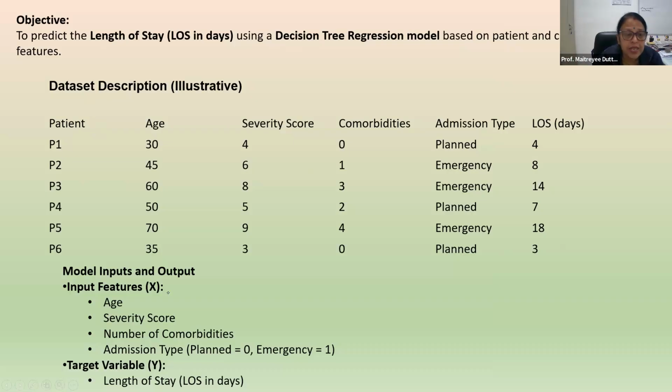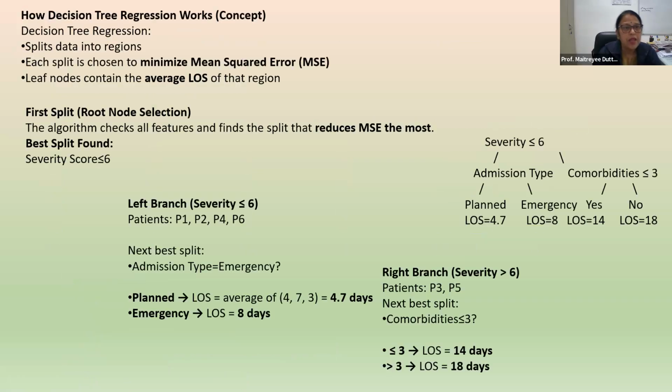Now, these are your model inputs and model outputs. Model inputs, as I have told, are age, severity, comorbidities, admission type, right? These are my input features, and the output feature is your LOS. That means I have to calculate the final length of stay. So let us start from the first. The first concept is that in decision tree regression, you have to split the data into regions.